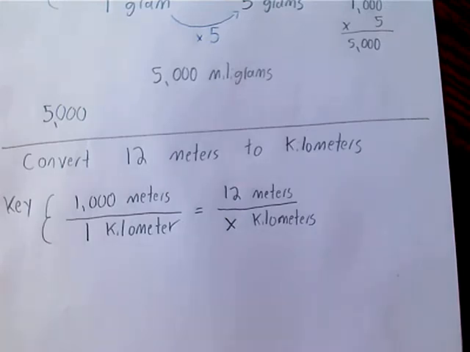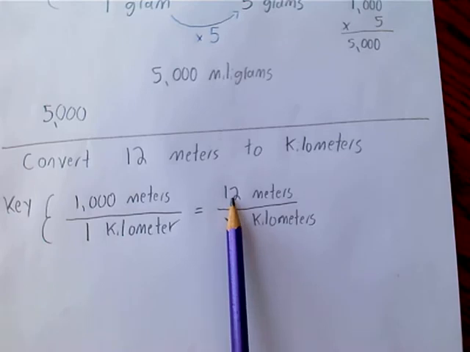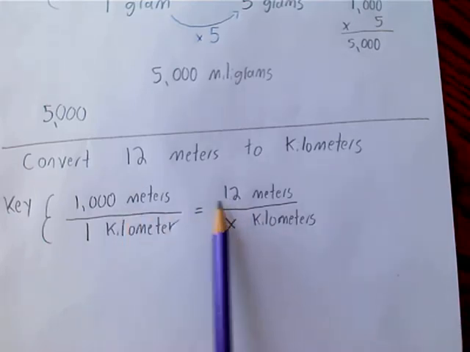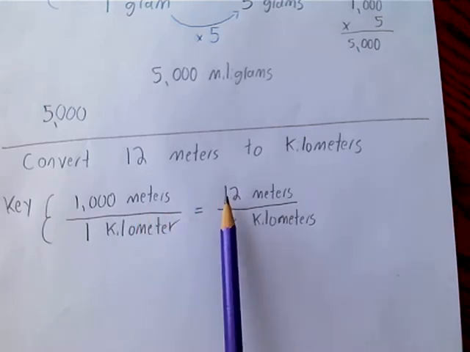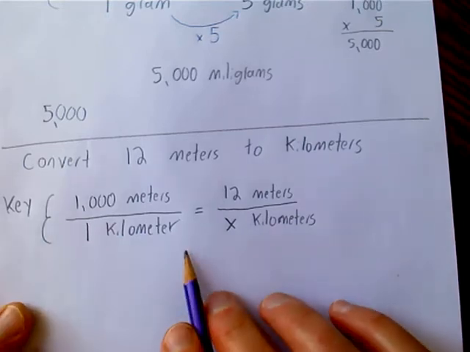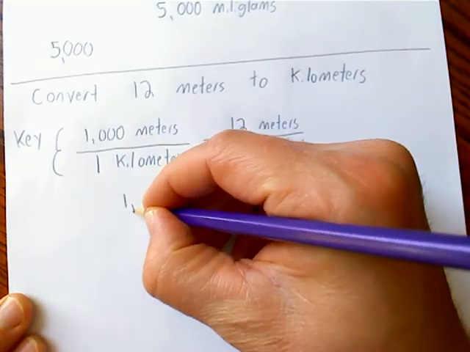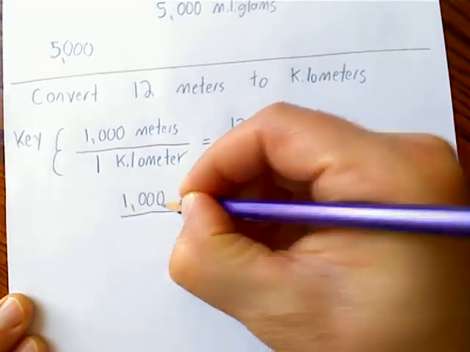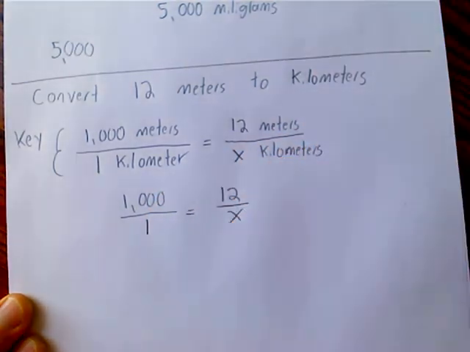To solve this proportion, we look to see if there's a relationship. Is there a relationship between 1,000 and 12? No, those aren't very nice numbers. So we're not going to be able to multiply or divide in this case. We're going to have to do it algebraically, which is really good practice for you guys. So I'm going to rewrite this proportion without any units to make it easier on myself. So I've got 1,000 over 1 equals 12 over x.